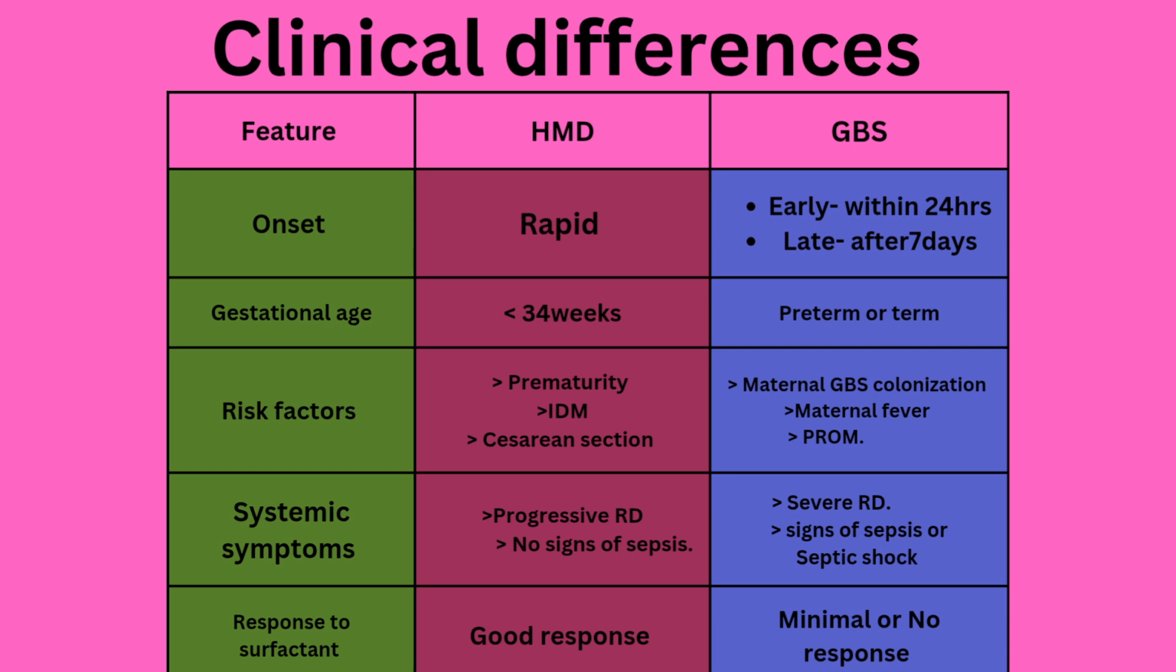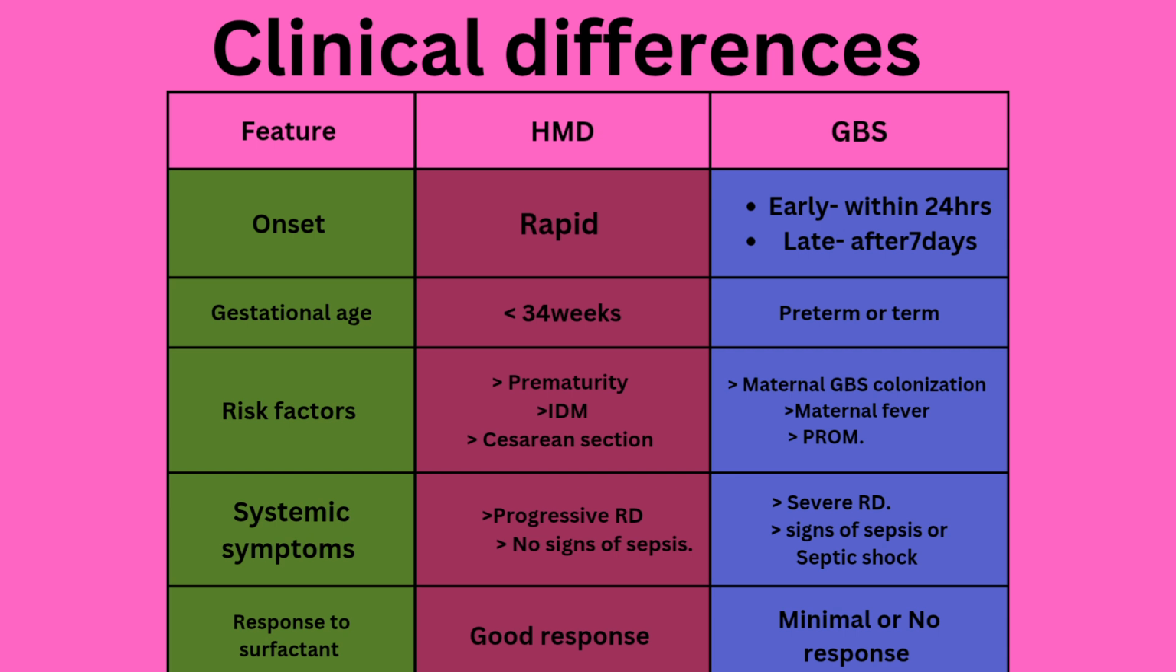Now, looking at the risk factors of GBS, there has to be history of maternal GBS colonization, or if this is a sick mom with fever, or there was prolonged rupture of membranes. So these are some of the history that you're going to take to help you differentiate between the two.